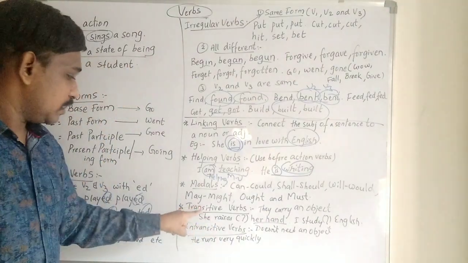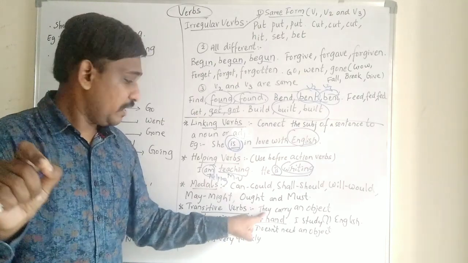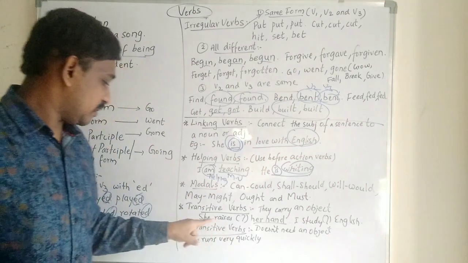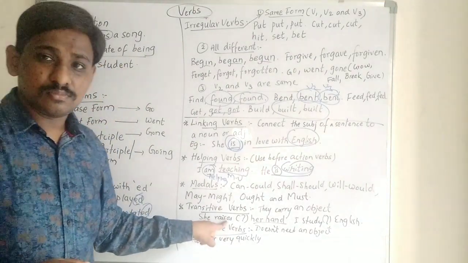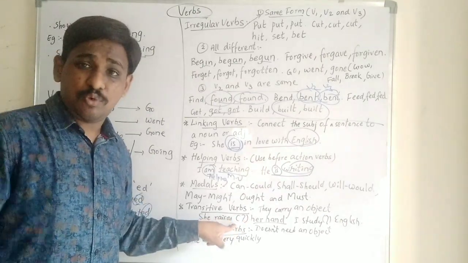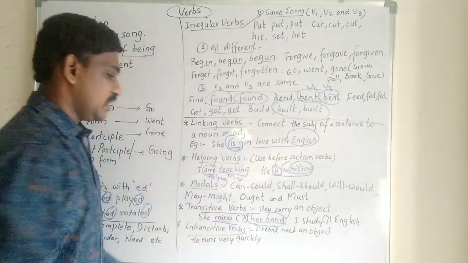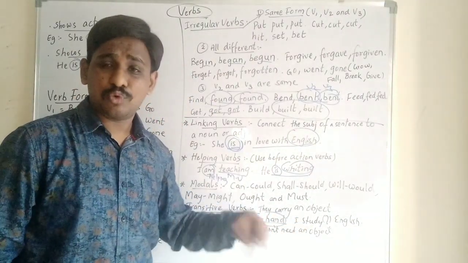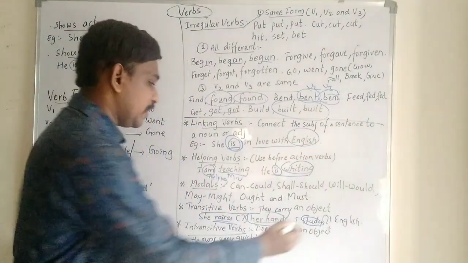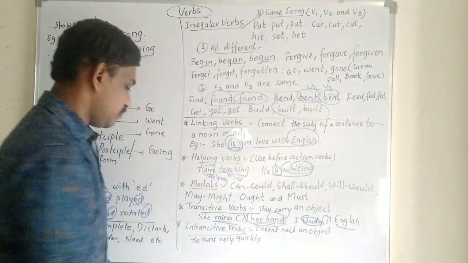The next one, transitive verbs. Transitive verbs always carry an object with them, either a direct object or an indirect object. For example, she raises. She raises what? She raises her hand. If you ask the question what, you get the answer. So raises is a transitive verb. I study. What do you study? I study English. So here study is a transitive verb because it carries an object, English there, or hand here.